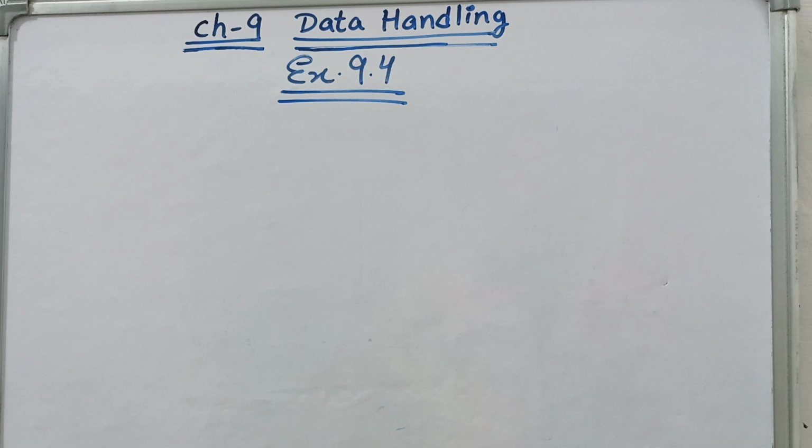In our previous class, we understood how we can read a bar graph and we did a few questions of exercise 9.3. Today let's understand how we can plot a bar graph on graph paper. And we will solve questions of exercise 9.4.